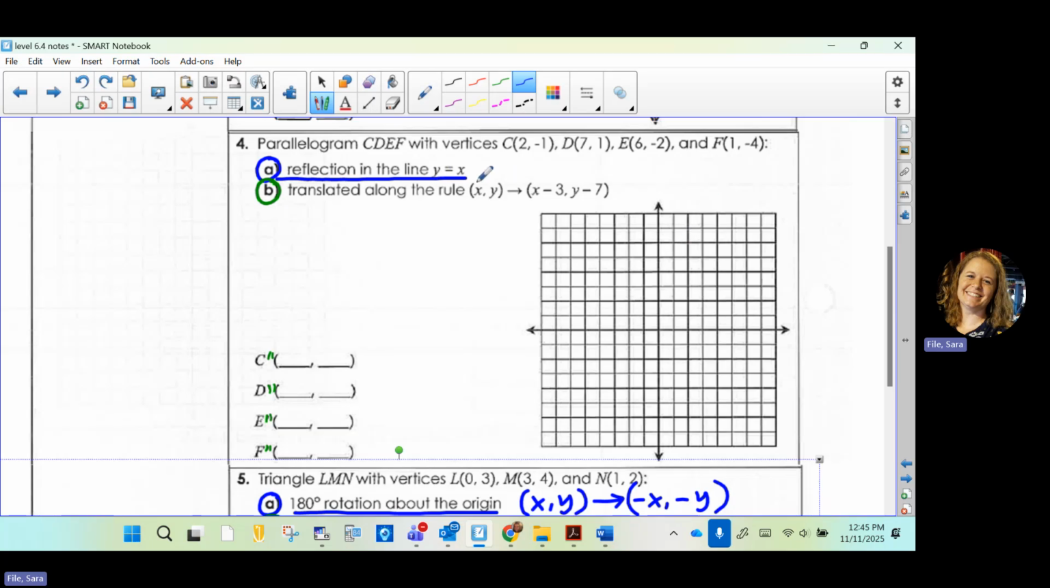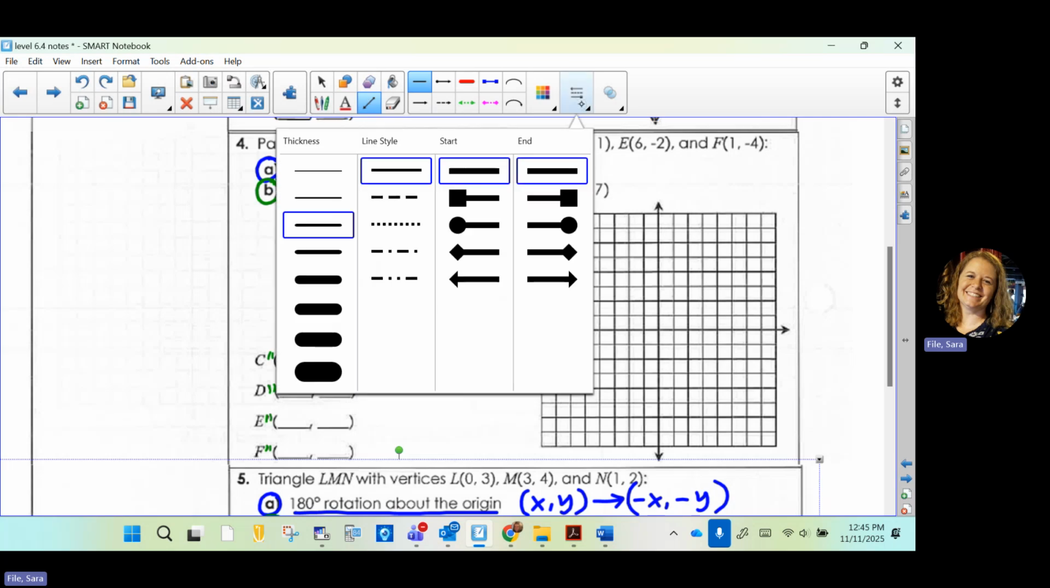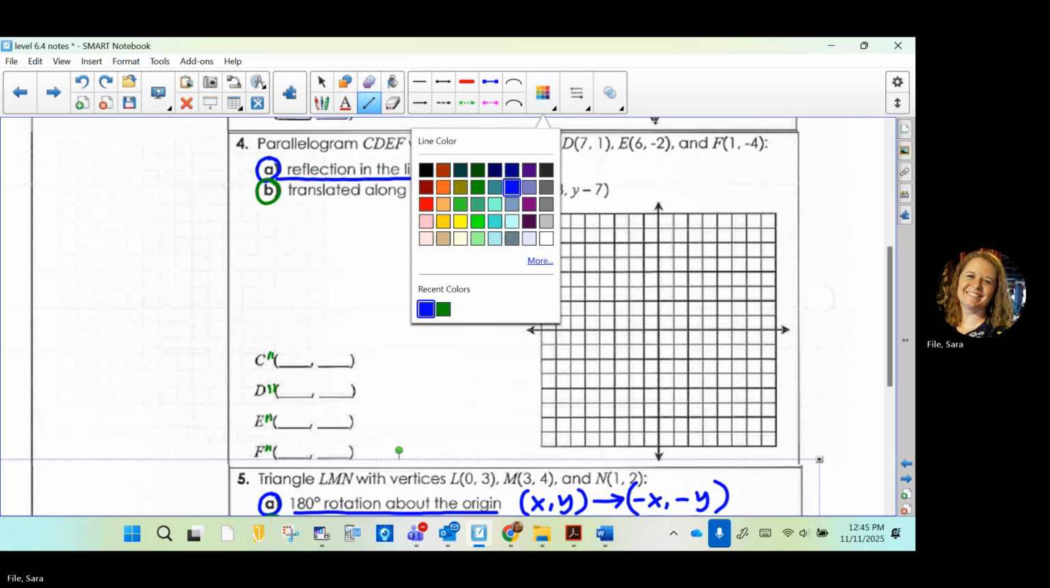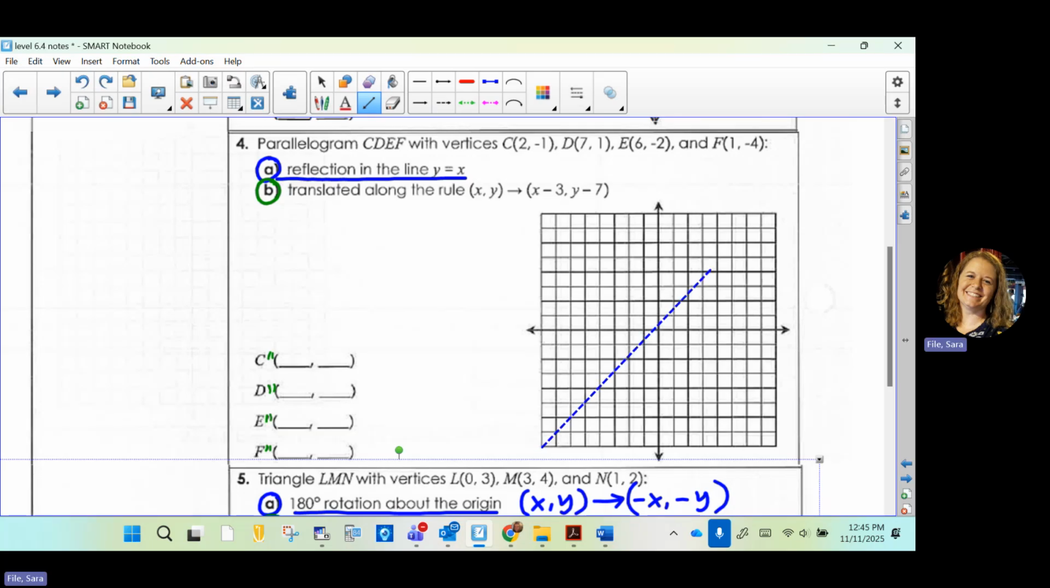You're going across the line y equals x, which, as a reminder, if you have forgotten, the line y equals x goes through the origin at a slope of 1. That's the line y equals x. So that's what we'd be reflecting across. Since I'm doing this as a video, I'll do both. I'll show you graphically and algebraically.